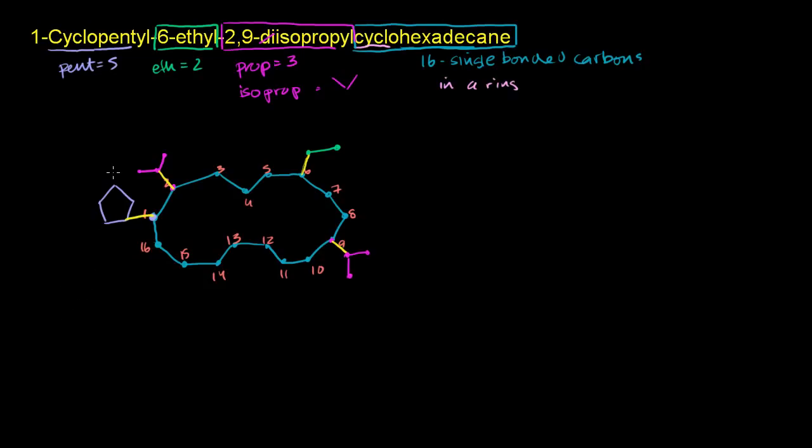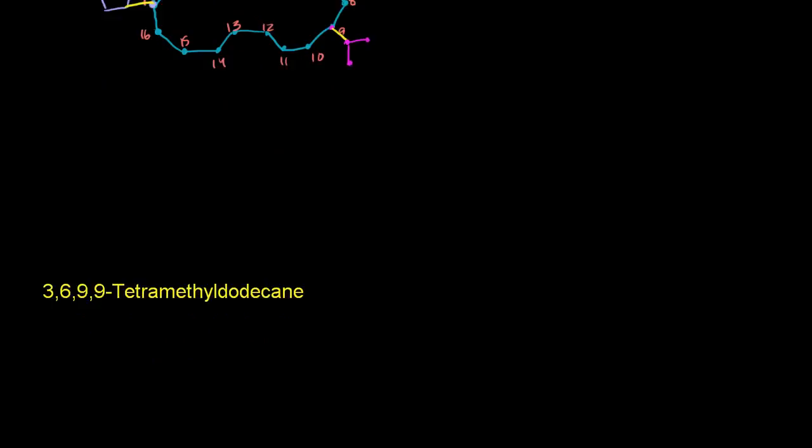We've drawn 1-cyclopentyl-6-ethyl-2,9-diisopropyl cyclohexadecane. Let's do another one. I think we're getting the hang of it. So here, maybe we could do this one a little bit faster. Let's see, we have a tetramethyl dodecane.